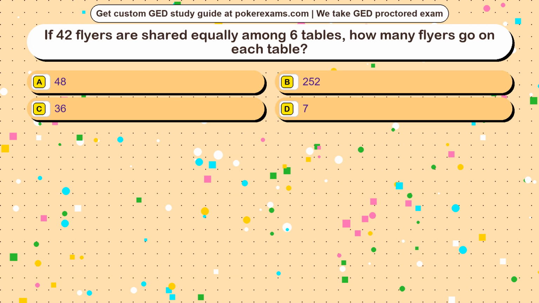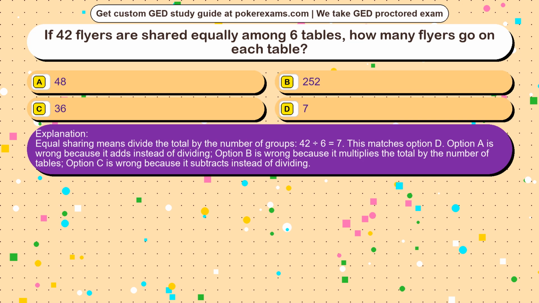The correct answer is option D. Equal sharing means divide the total by the number of groups. 42 divided by 6 equals 7. This matches option D. Option A is wrong because it adds instead of dividing. Option B is wrong because it multiplies the total by the number of tables. Option C is wrong because it subtracts instead of dividing.